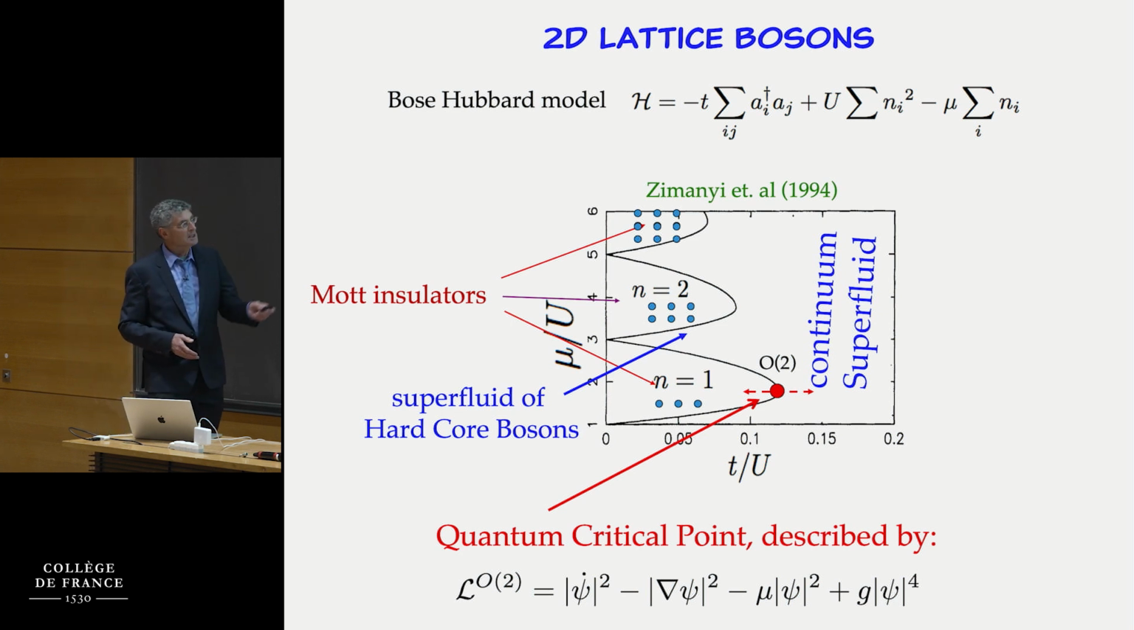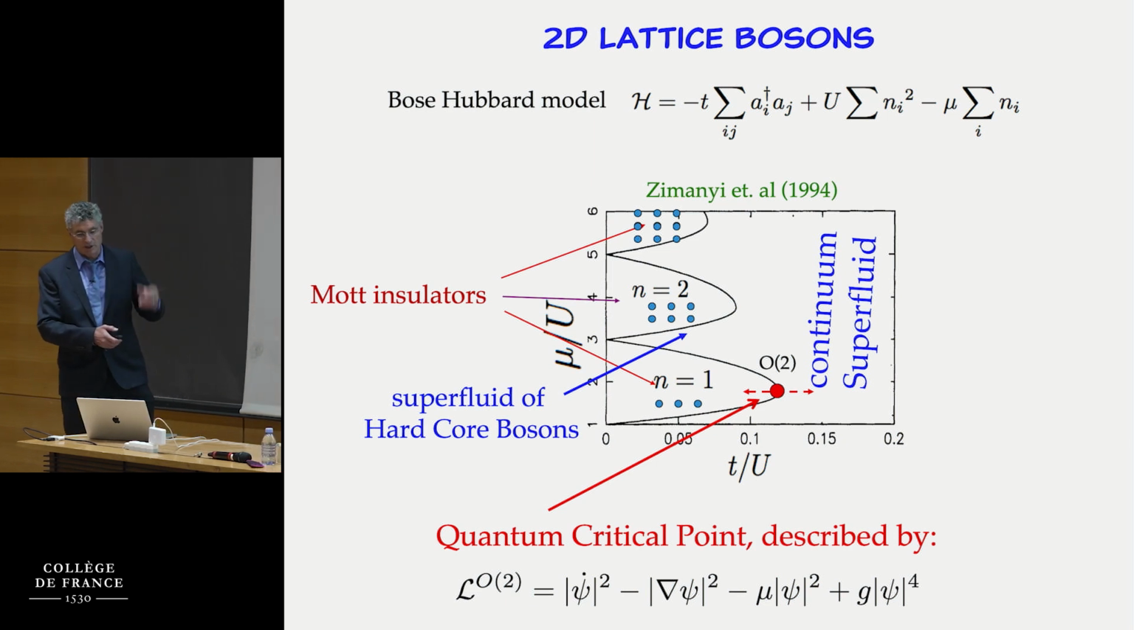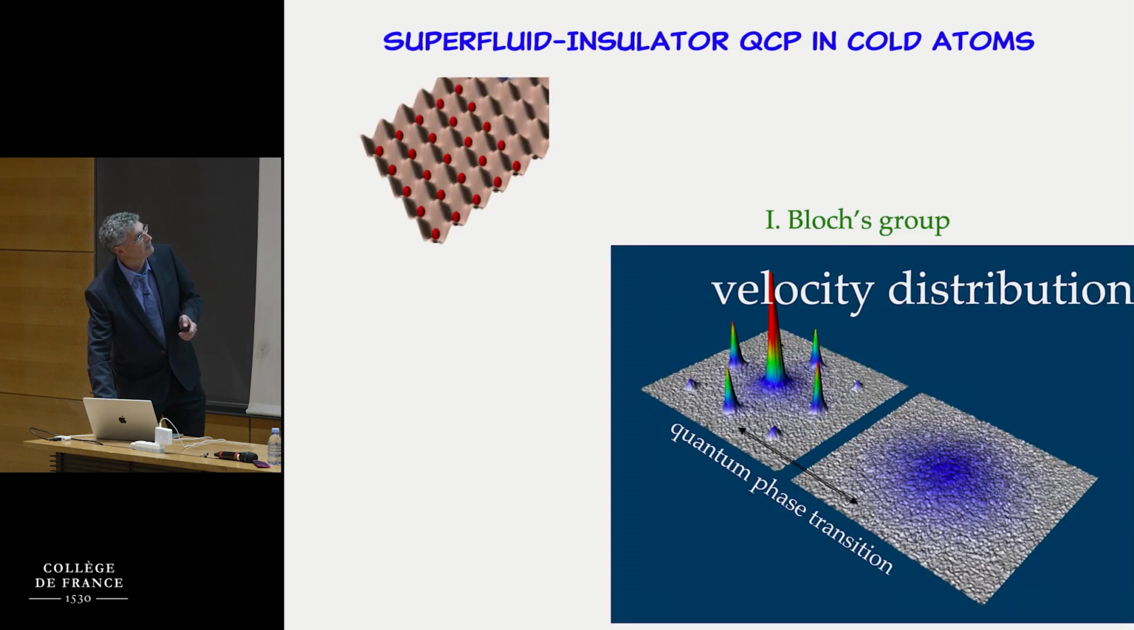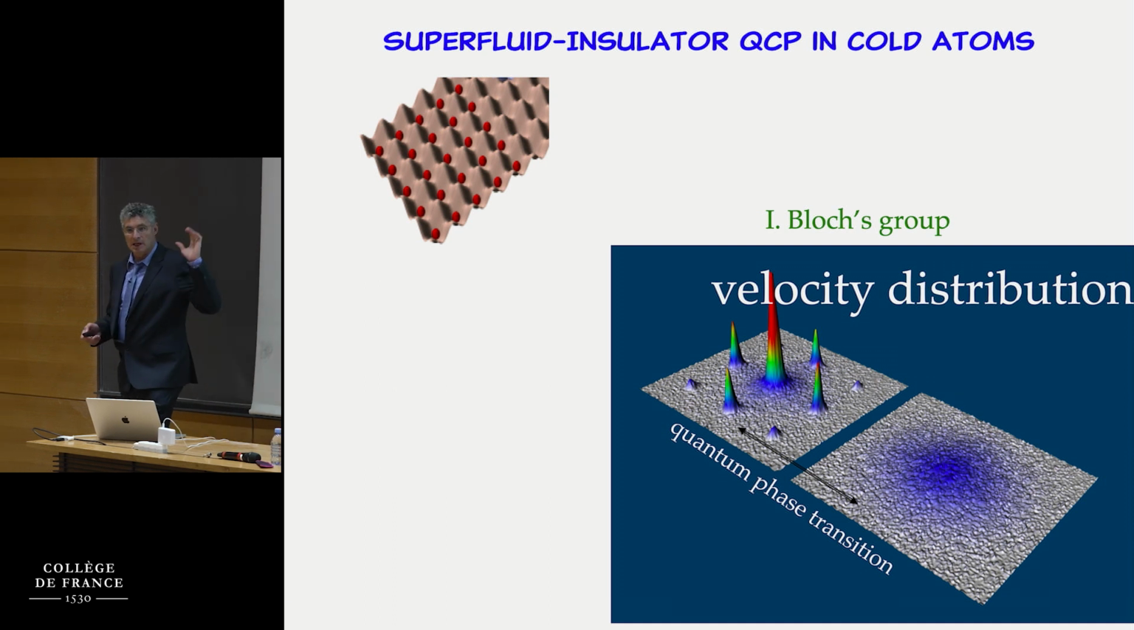So this is the quantum critical point that actually is very much analogous to the high energy theories that people discussed. And the question is, what can we say about the behavior of that system next to that point? The cold atoms people managed to simulate exactly this model.